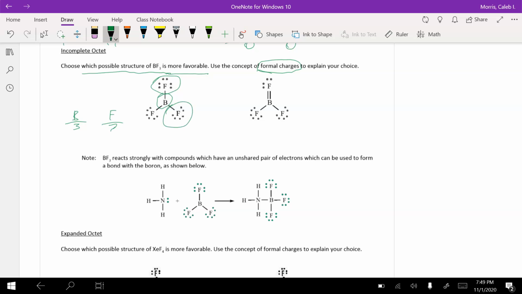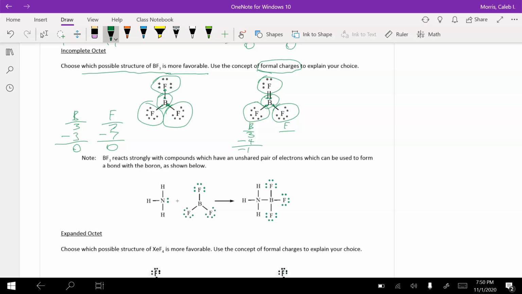It's kind of a sloppy circle, but you get the idea. Okay, I've got 1, 2, 3 for boron. That's 0. And for fluorine, I have 1, 2, 3, 4, 5, 6, 7. For each of them, it would be the same. 7 minus 7 equals 0. Now let's look at the other form. So I have boron and fluorine. All right, boron has 1, 2, 3, 4 assigned. Remember, it's got 3 valence electrons, minus 4.